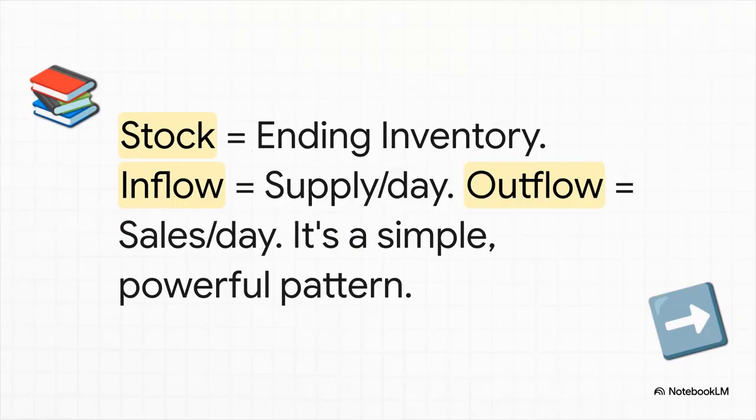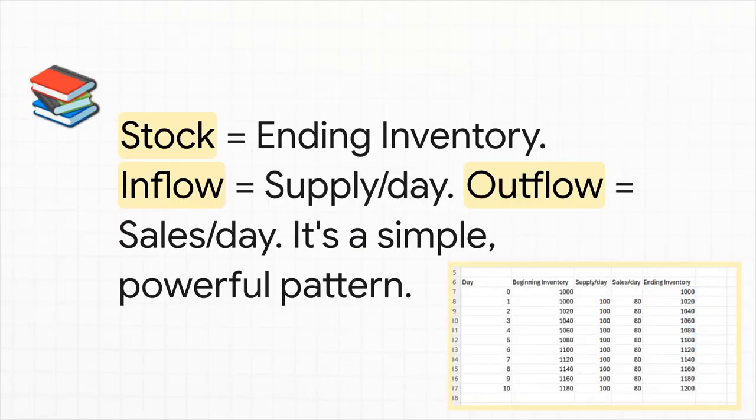Okay, so let's apply this language directly back to our bookstore model. In our spreadsheet, the ending inventory column, that's our stock. The supply/day column is our inflow, and the sales/day is our outflow. The specific numbers we used, 100 for supply, 80 for sales, those are our variables.